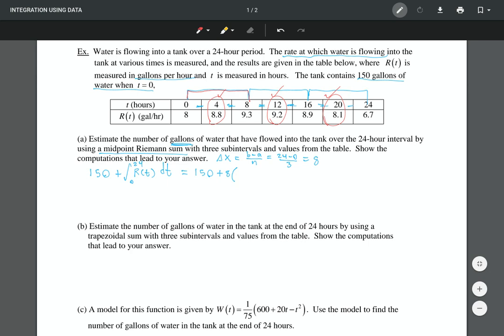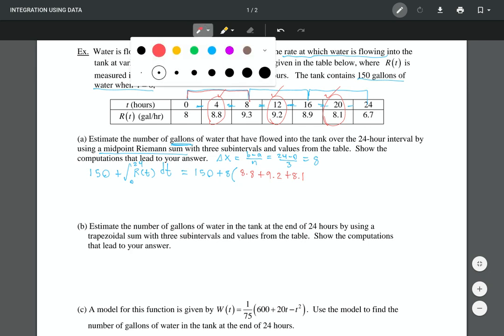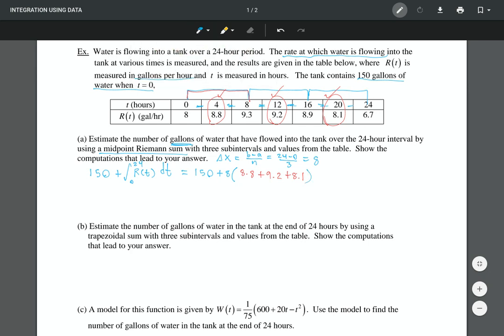And remember, I'm taking the height. The height of each rectangle is represented by r of t. Which in this case is 8.8 plus 9.2 plus 8.1. Okay. So now, at that point, obviously, you're going to have a calculator, so just go ahead and plug that into your calculator. Don't be a hero. Don't try to do this by hand.